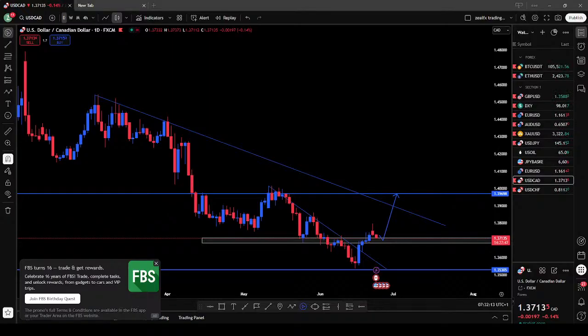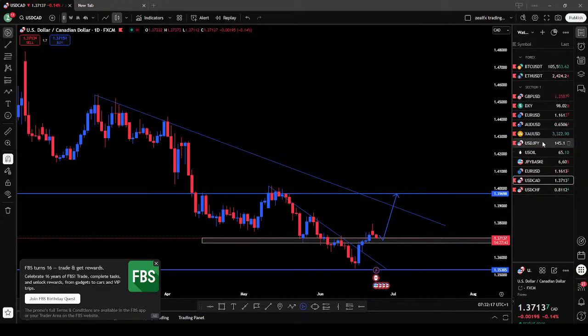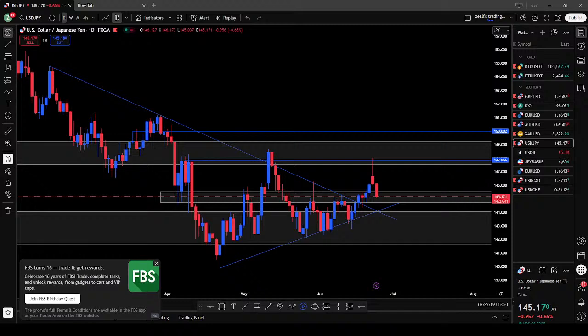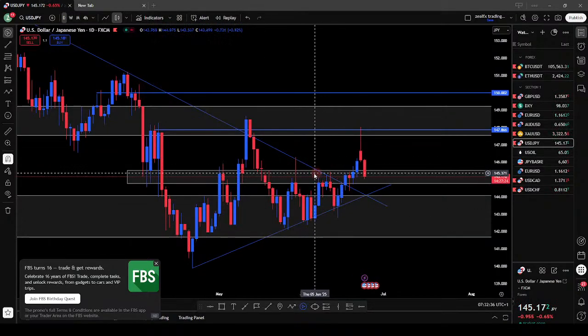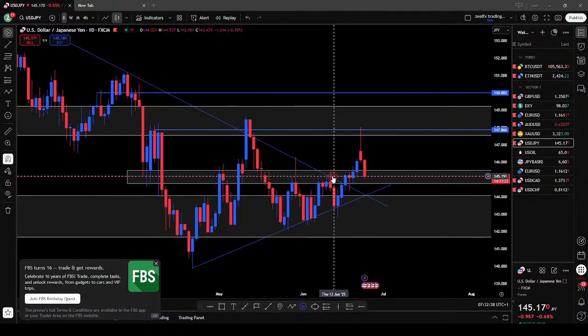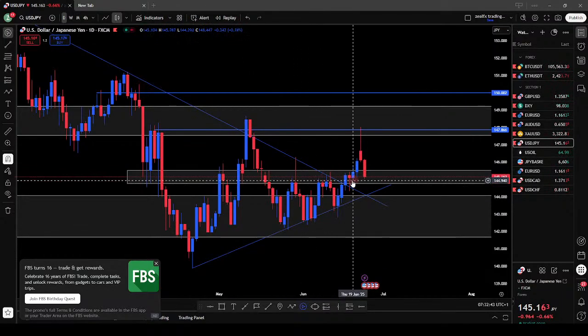So let's look at the USDJPY. USDJPY is currently on a support level now.